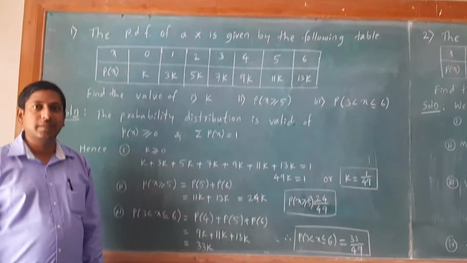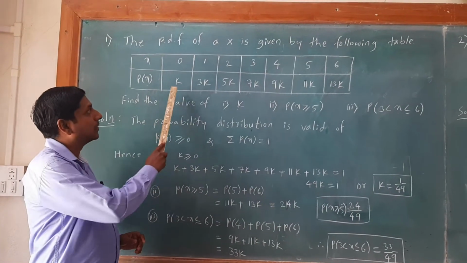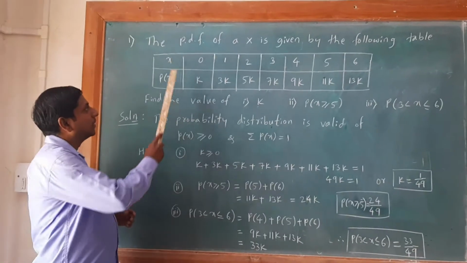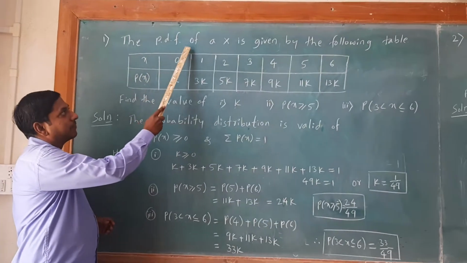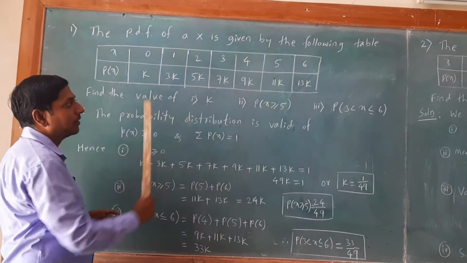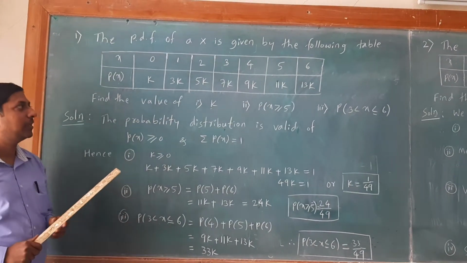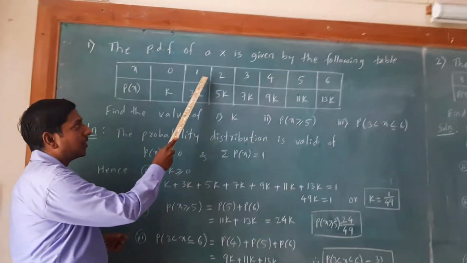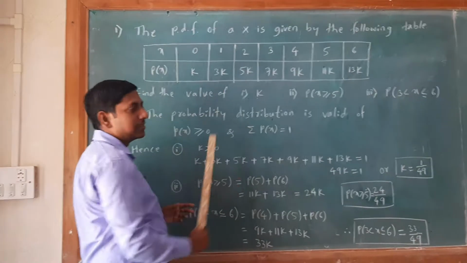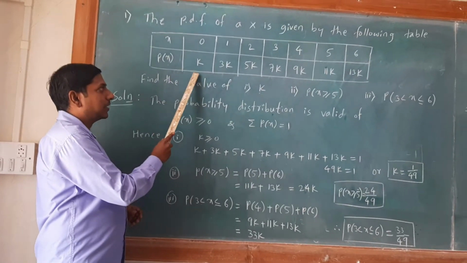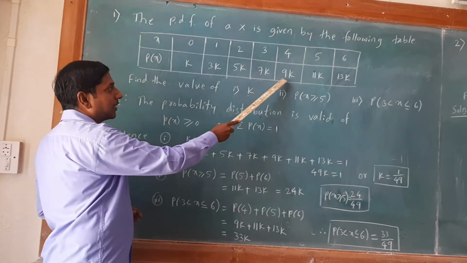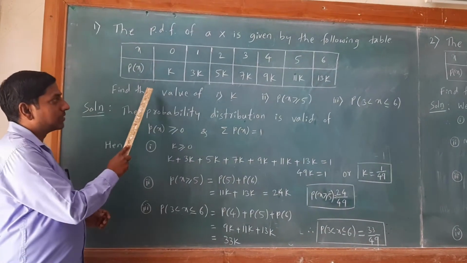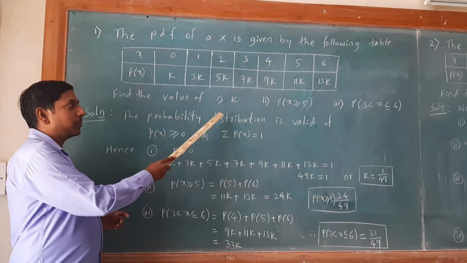Students, today we are solving examples on probability density function. So the first example on probability density function. The PDF, that is probability density function of x, is given by the following table. Here they have given the tabular values of x and p of x, and here the x values are 0, 1, 2, 3, 4, 5 and 6, and our p of x values are k, 3k, 5k, 7k, 9k, 11k up to 13k. By using this table, we have to calculate the value of k.